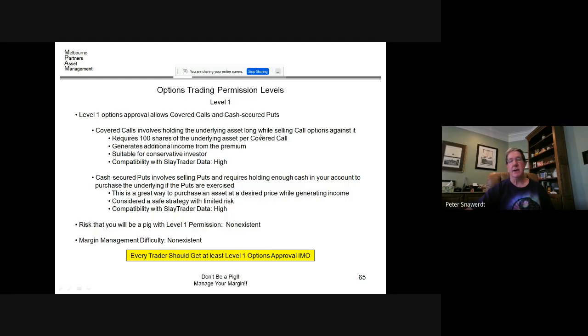This allows you to generate premium. It also gives you a way to get out of the shares of stock, because if the underlying exceeds the strike price at expiration, the shares will be automatically exercised, taken out of your account, and replaced with cash at the strike price level. This is suitable for pretty much conservative investors.